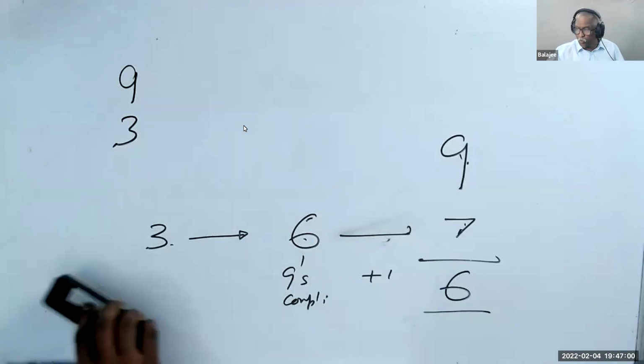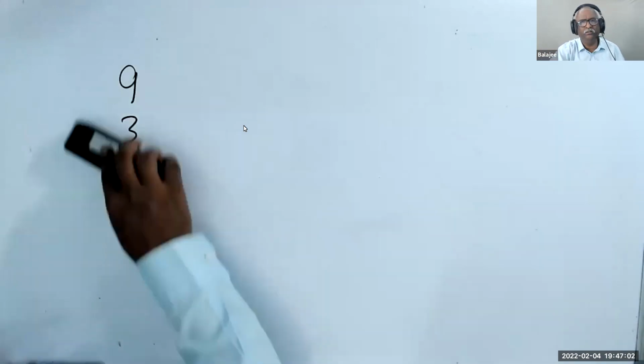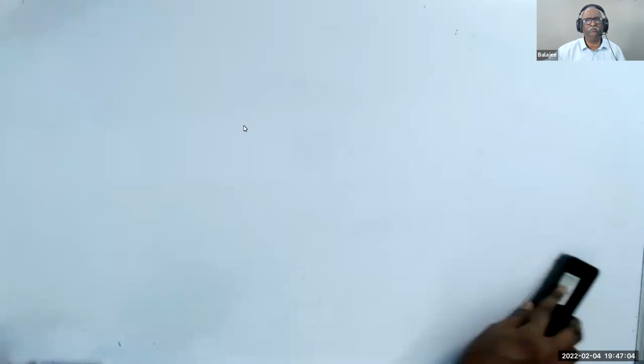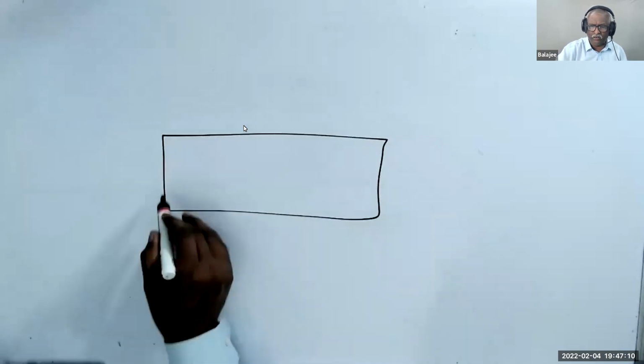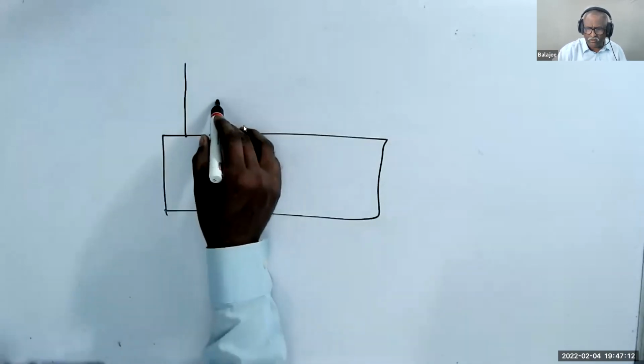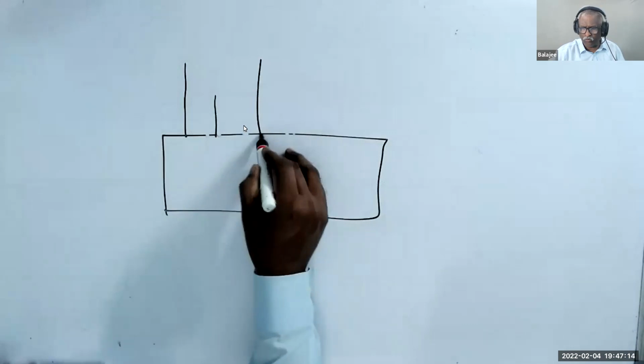Now I'll tell you what they did. That's the beauty of it. I have an adder. See that I have an adder. Let us take a 4-bit adder. I have a 4-bit adder. Think that I have a 4-bit adder now.